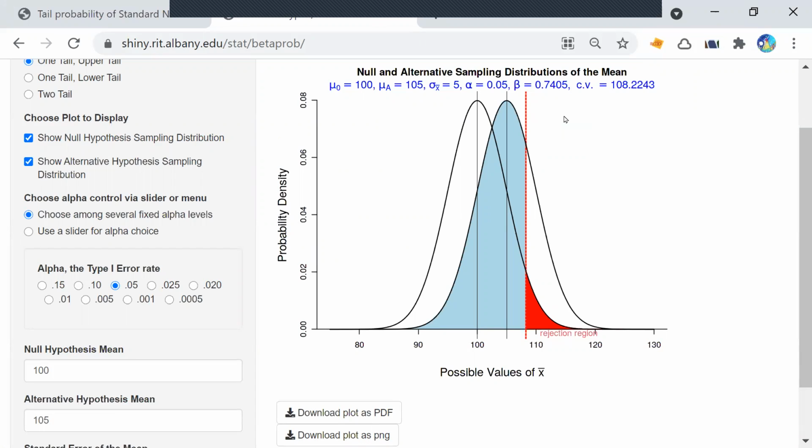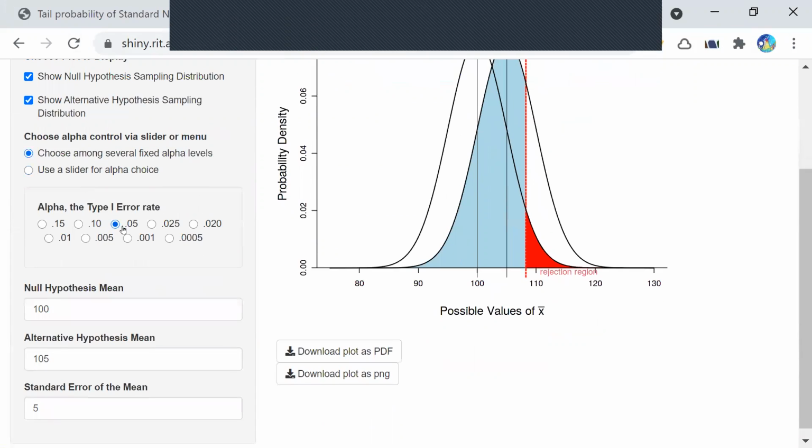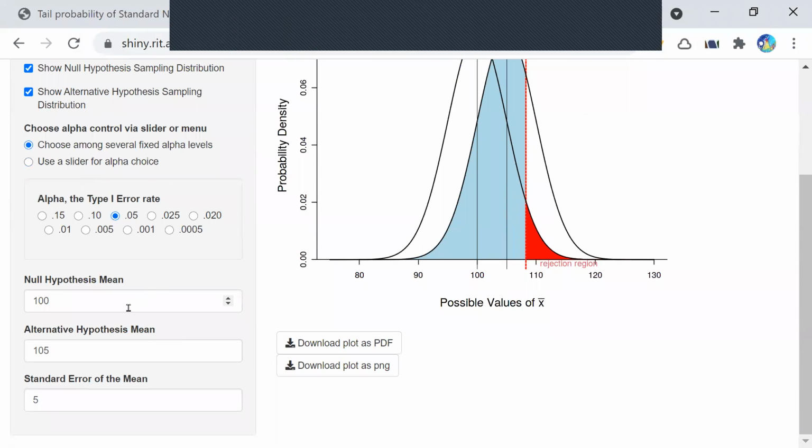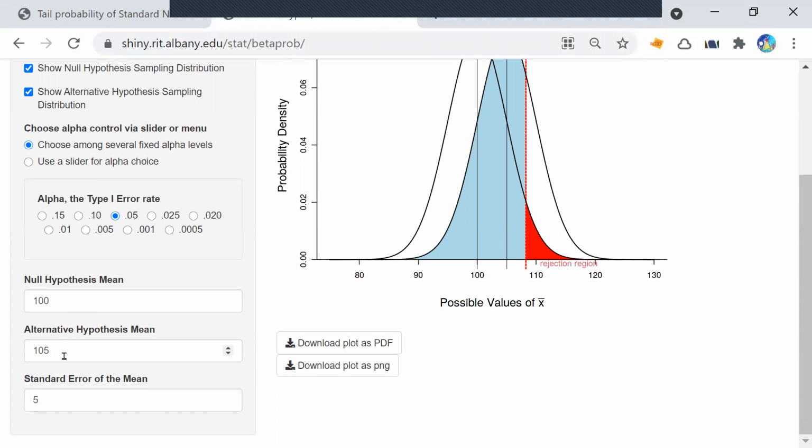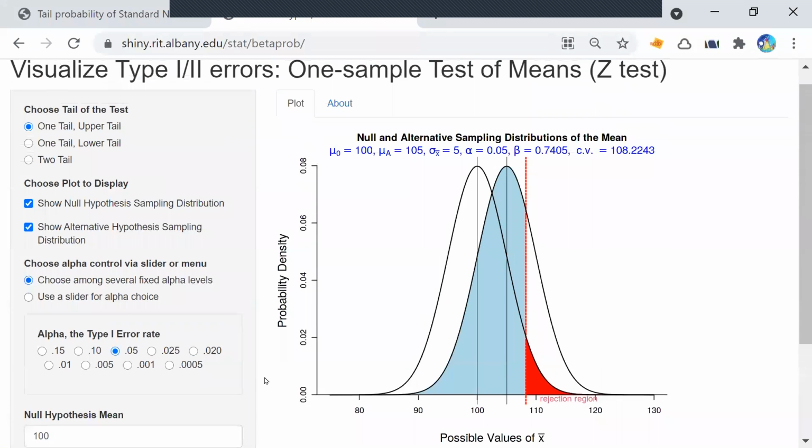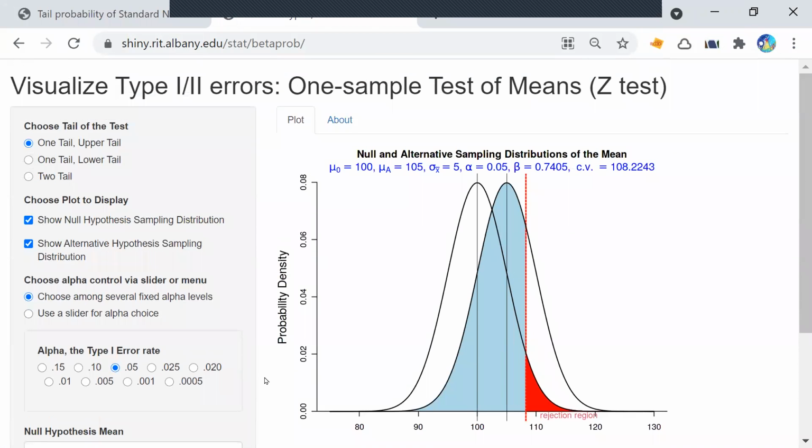Yeah, it's about 26%, but if you round this up to 75%, it would be 25%. Yes, so the relationship between beta and power is very easy. If I tell you for a one-tailed test with 0.05 significance level, with a null hypothesis distribution centered on 100, alternative hypothesis on 105, with a standard error of the mean of 5, what is the power? You should be able to do that single step of looking at beta and doing 1 minus beta and figuring out what power is based on that.